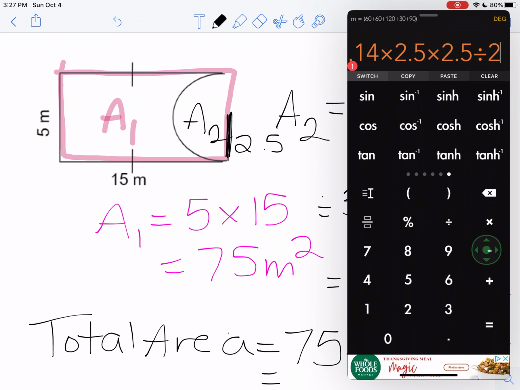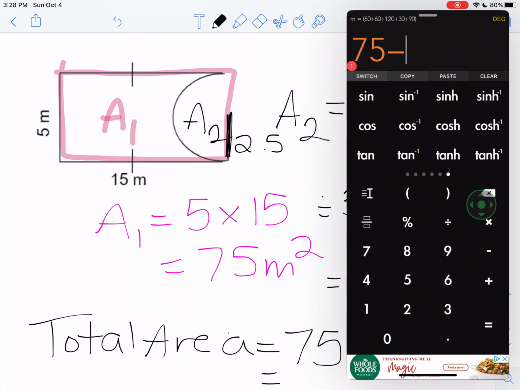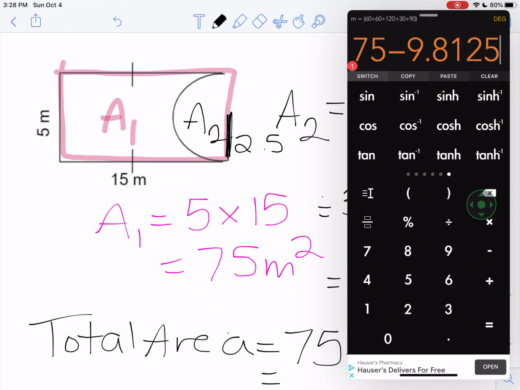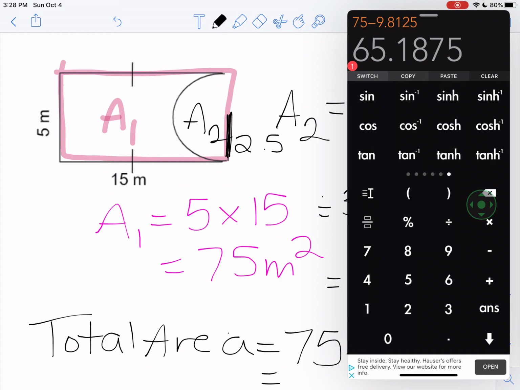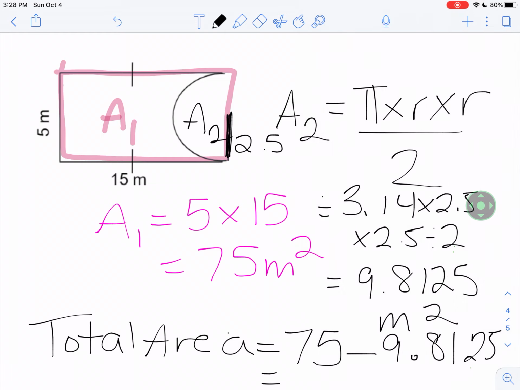So 75 minus 9.8125 gives 65.1875, and we predicted 65 as the approximate answer, so that makes sense. So the area is 65.1875 meters squared. That's how you find the area of a shape through subtraction.